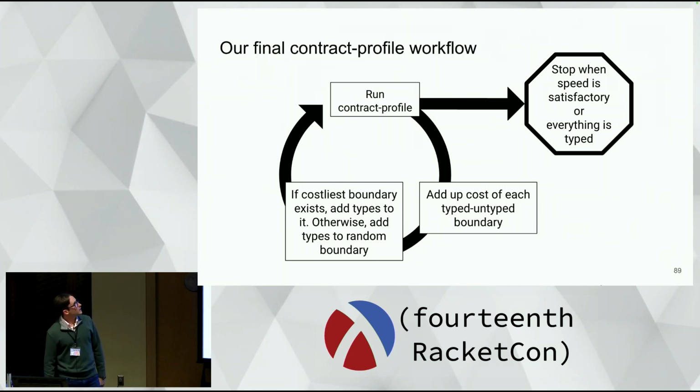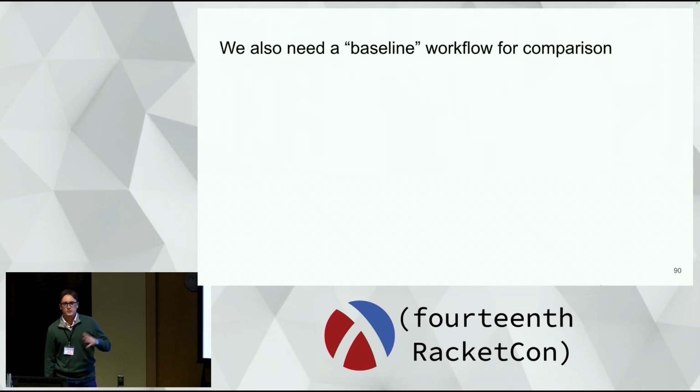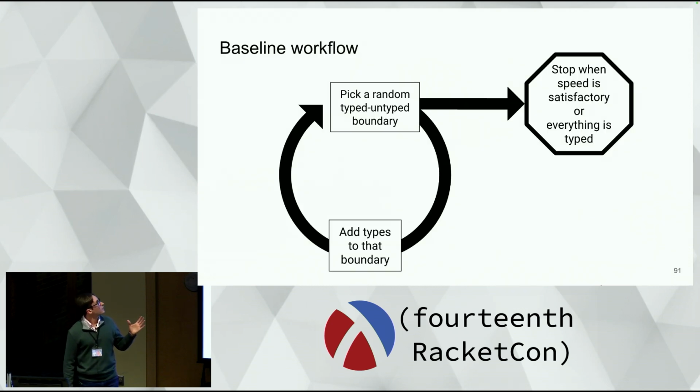So this is our final workflow, and we also need something to compare our workflow against. So we're going to define a baseline workflow that basically just always picks randomly. In order to see if contract profile is helpful, we're going to have this other workflow that doesn't use contract profile at all. It's just going to always pick randomly. And basically our question is, do we get better results than this baseline?